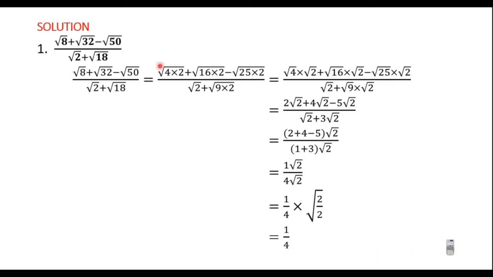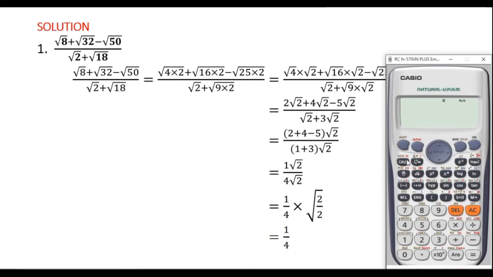Now, if you try doing this on your calculator, you see that the final answer is going to give us 1 over 4. So let's use our calculator to confirm our answer. To do that, press this fraction button. Then for the first one, you have square root of 8. After you've done that, press this sign to remove the cursor from the square root sign. Then press plus square root of 32. Then you press this one to remove the cursor from the square root sign, minus square root of 50. You see, we are done with the numerator, so you press this sign to move to the denominator.